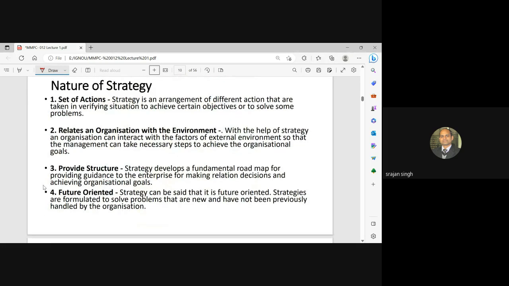So what is the nature of a strategy? Strategy is a set of actions, meaning there are a number of activities or events contained in a strategy. It is related to an organization with the environment, because there is no strategy which can be considered a lone survivor. All strategies are formulated in a specific environment. Next is providing structure. Strategy develops a fundamental roadmap for providing guidance to the enterprise for making decisions and achieving organizational goals. And next is future-oriented.